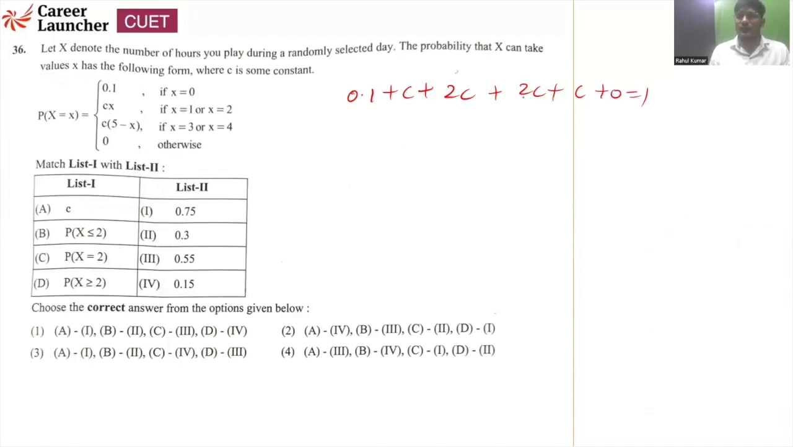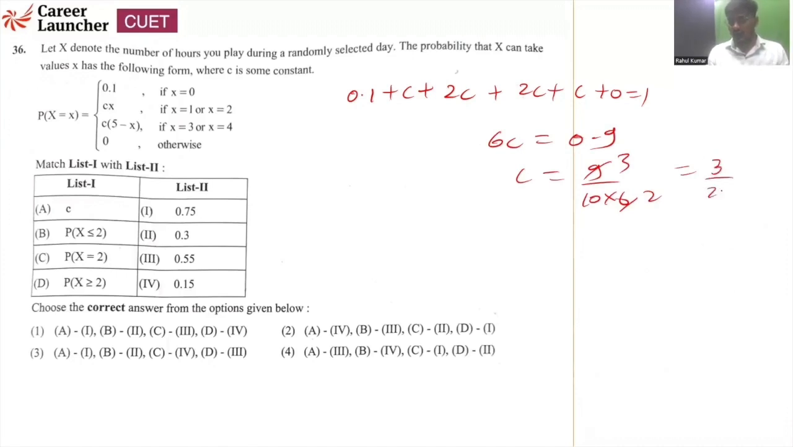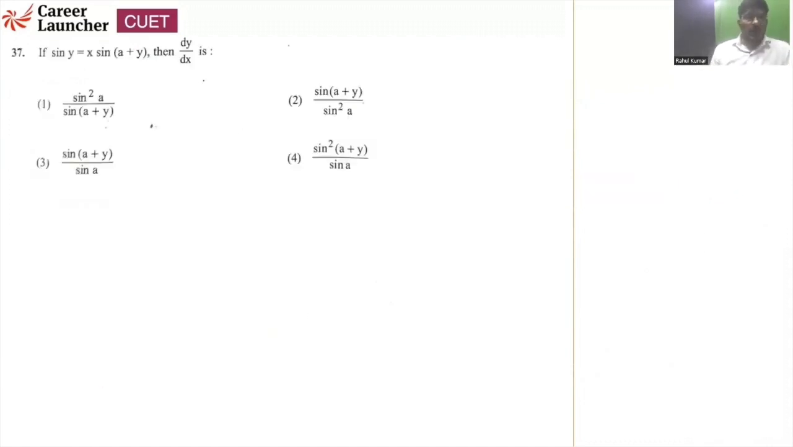It is 2, 4, 5, 6. So 6C is equal to 0.9. C is 9 by 10 into 6, 3, 2. So 3 by 20, it is something like 0.15. So A is matching with the D part, and option 2 is the correct one. Okay, this question we have solved a lot of times. So if you see the question, option D is the correct answer.